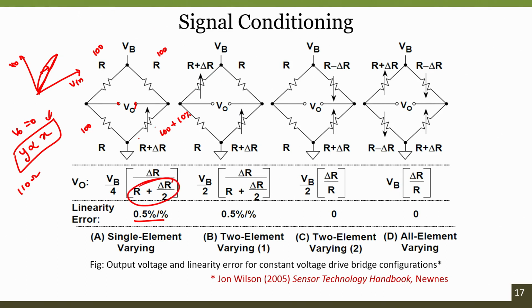So, that is why a single element varying bridge not only has the advantage of removing, compensating for the offset voltage, but it also introduces a non-linearity error into the system. At the same time, it cannot even compensate for the temperature effects or temperature changes. But how to solve this? One way is using 2 element or 4 element varying bridges.